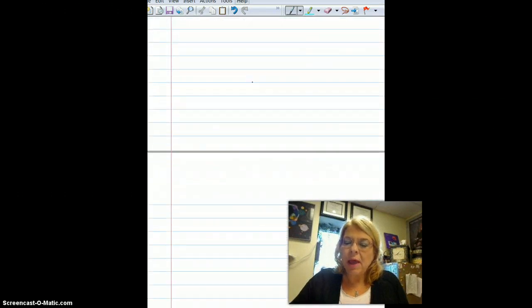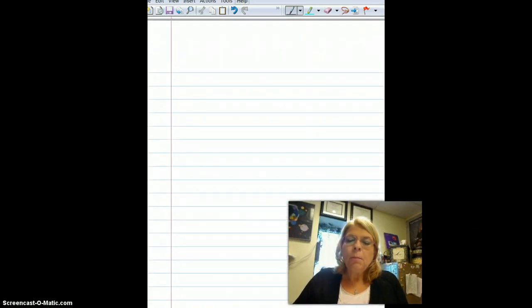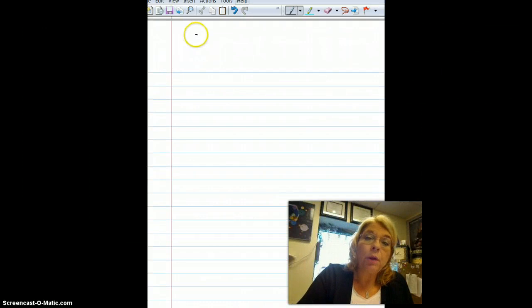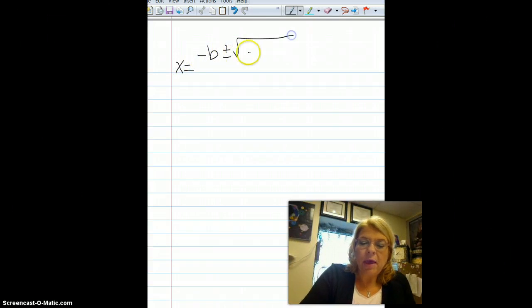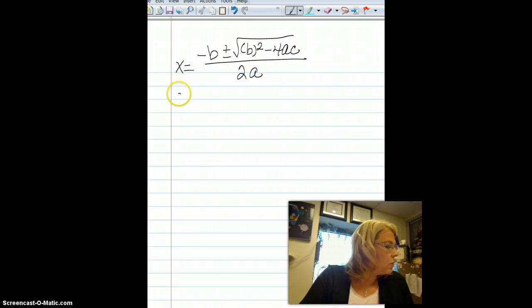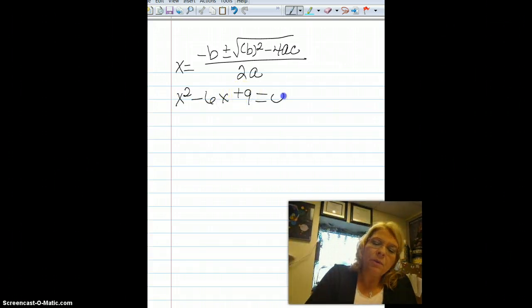Now, let's look at a problem. Before we start, I want to go ahead and put the quadratic equation back at the top of my page. And I do this every time I work one of these problems so that I can memorize that quadratic formula. So it's the opposite of b plus or minus the square root of b squared minus 4ac all over 2a. And the problem I want to look at to begin with is x squared minus 6x plus 9 equals 0.